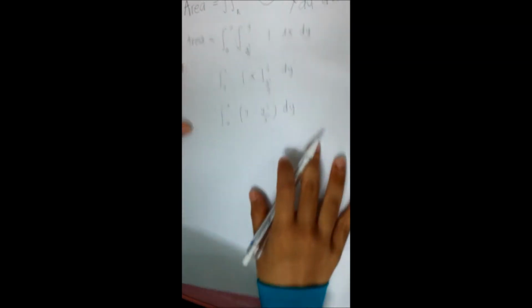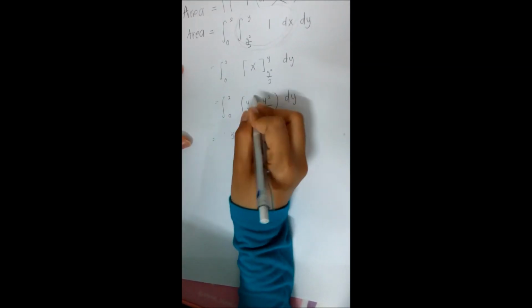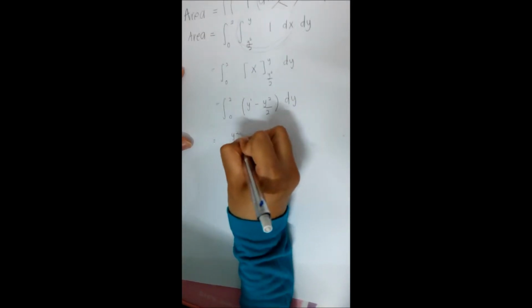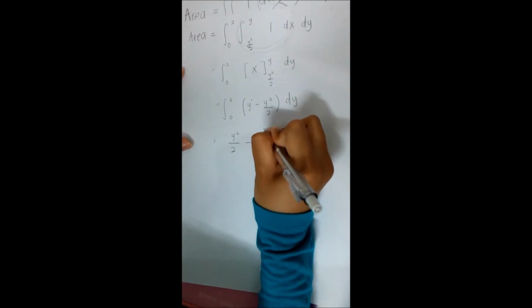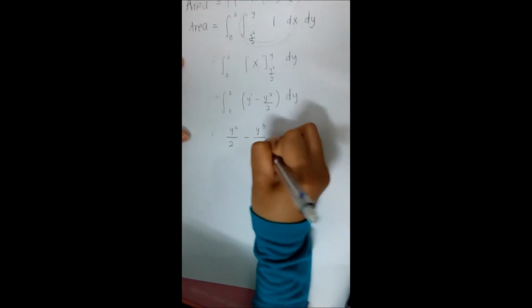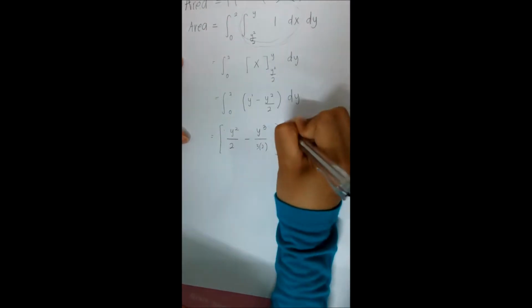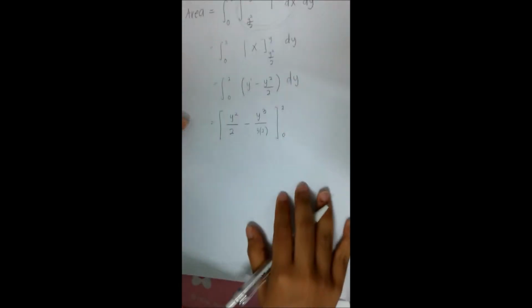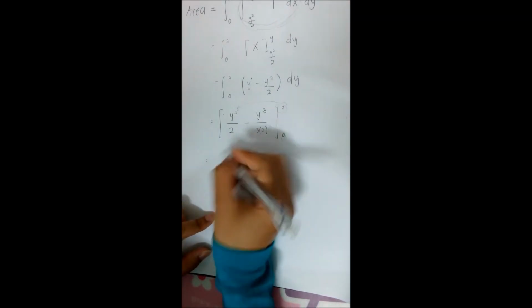Then we have to integrate this like the usual integration. This is a power of 1, so it will be y to the power 2 over 2 minus y cubed over 3 times 2. Then just input the 2 and 0 into it, so we write this.